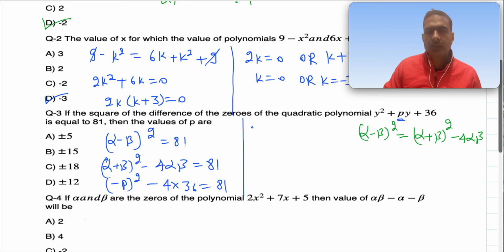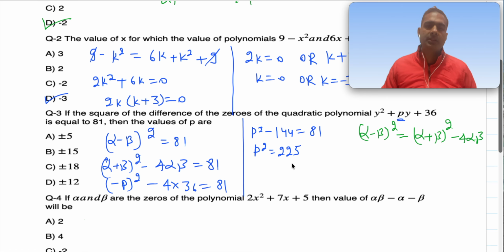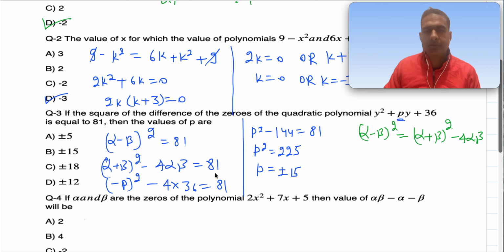So from here I can write p square minus 4 into 36, which is 144, is equal to 81. So for p square, I will shift minus 144 to this side, so it will be 225. So the square of p is equal to 225, so p can be plus minus 15. So our option B will be the answer.